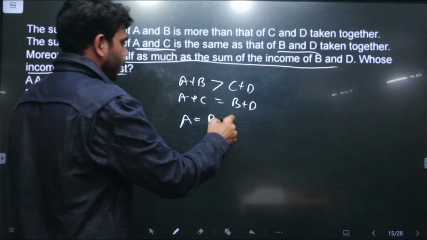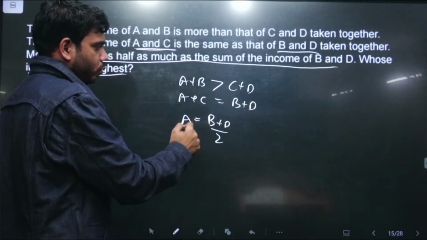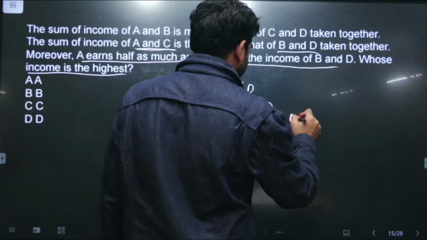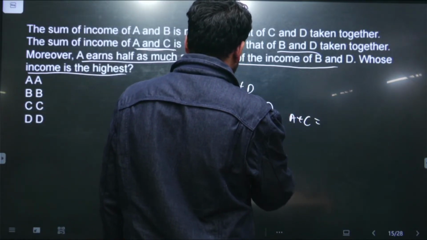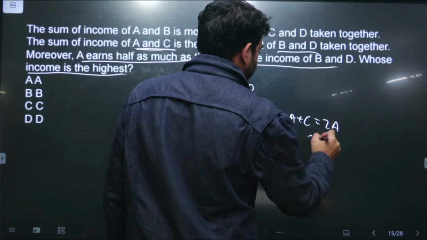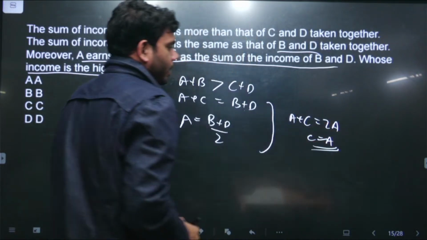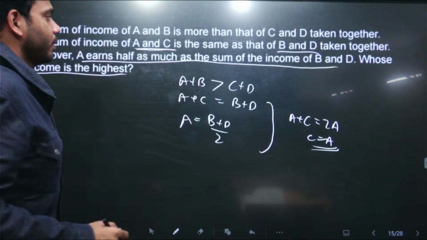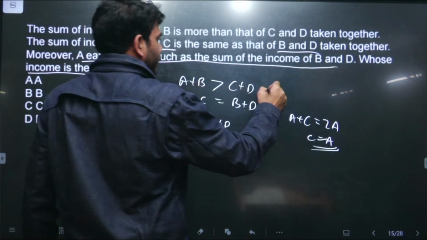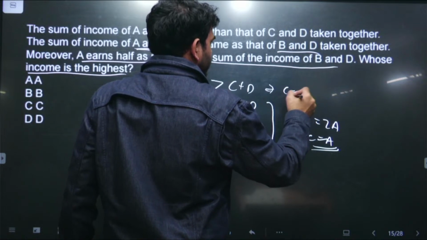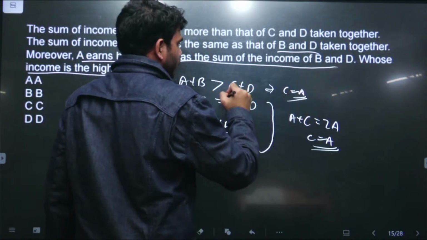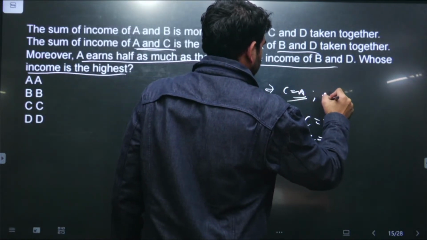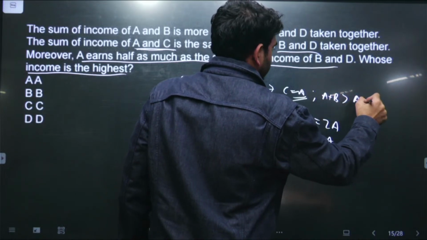So using 2 and 3, B plus D को we can write as 2A. So this means C is equal to A. The income of A and C is equal. This is what we know. So in this thing, using the fact that A is equal to C, instead of C writing A over here, we can write A plus B is greater than A plus D.